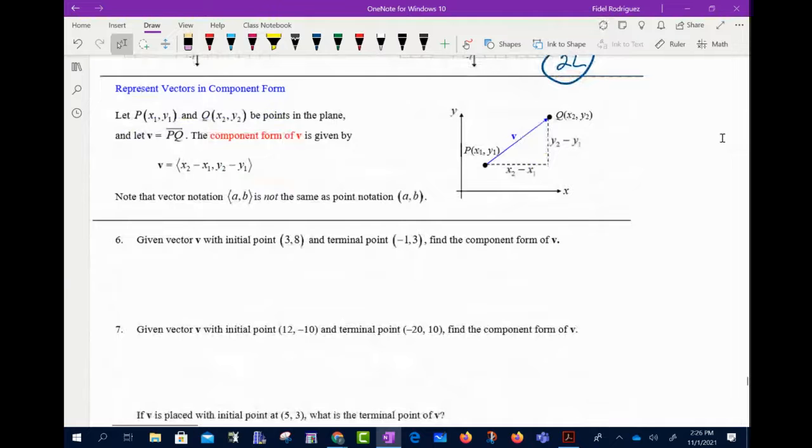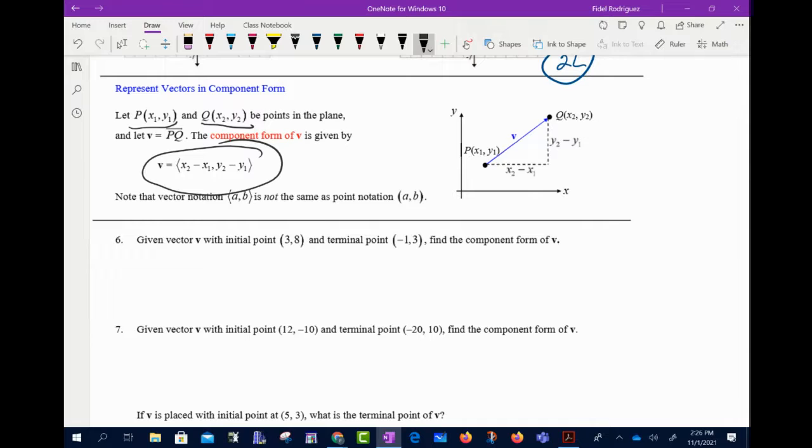Okay, so let's take a look here, y'all, and see if we can figure out how do we represent vectors in what we call component form. So it says, let P be the point x1 and y1, and let Q be the point x2 and y2. The vector PQ in component form is given by, and look at the notation they have here, y'all. They say that V is x2 minus x1, comma y2 minus y1, but they don't put parentheses. They kind of put like these little angles, or little arrows or something like that, okay?